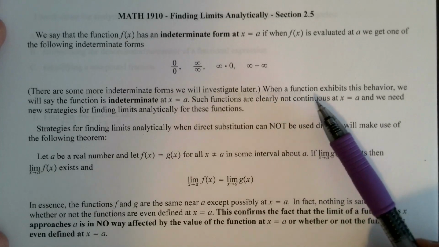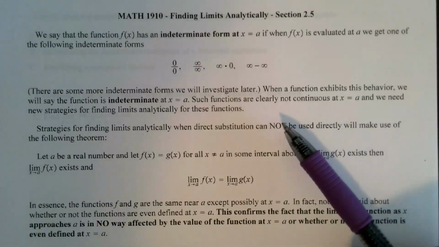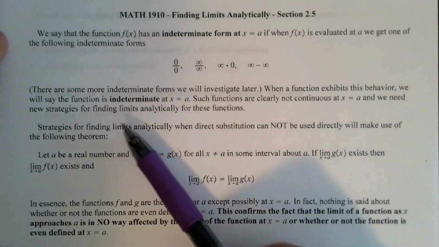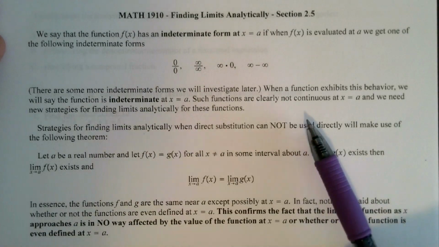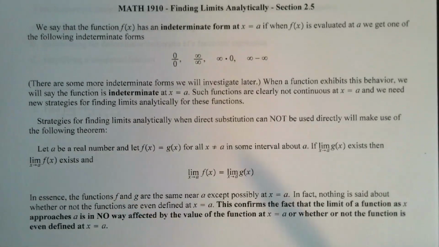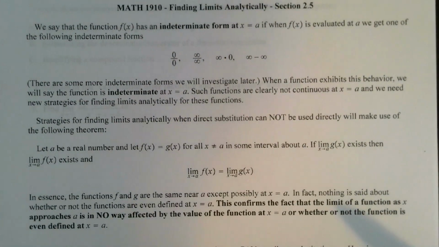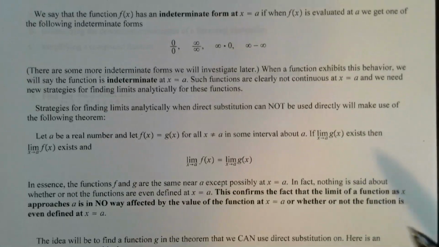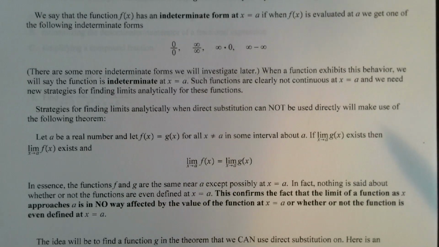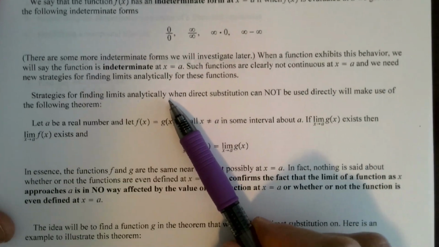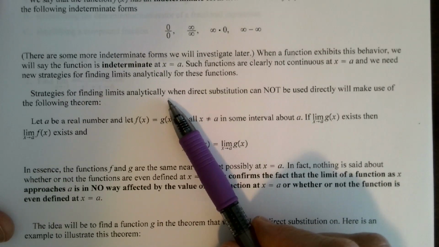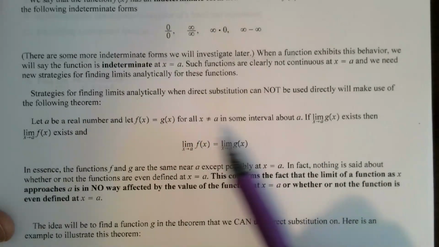Now, when a function exhibits this sort of indeterminate form, we call that function indeterminate at x equal a. As I said, such functions are not continuous, and we need a new strategy for finding the limits analytically. Keep in mind, we still have the strategies of numerical or graphical. We can look at limits numerically and graphically. But if we want the exact value, we want to find it analytically, and this is what we're going to do here. We are mainly going to make use of this theorem right here.